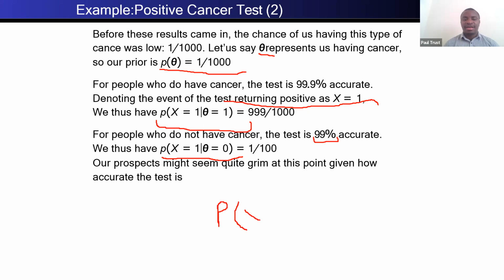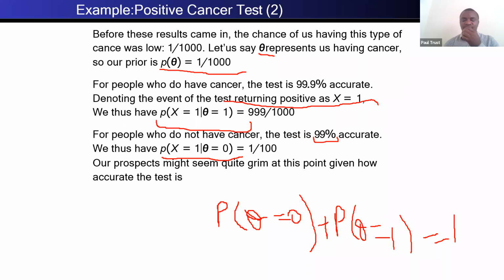the probability of having cancer plus the probability of not having cancer is 1. We know from the laws of probability that the total probability is 1. So if for people who do not have cancer the test is 99% accurate, we are looking at the probability that the test is positive given that we do not have cancer. In other words, we are looking at the false positive.